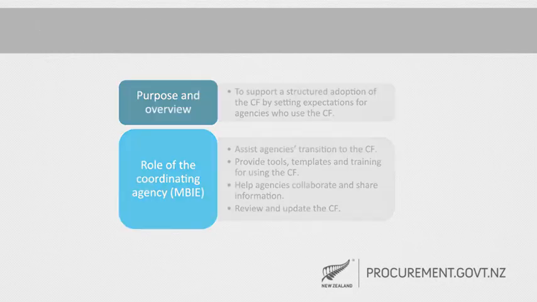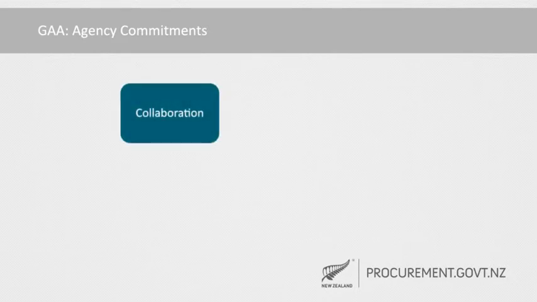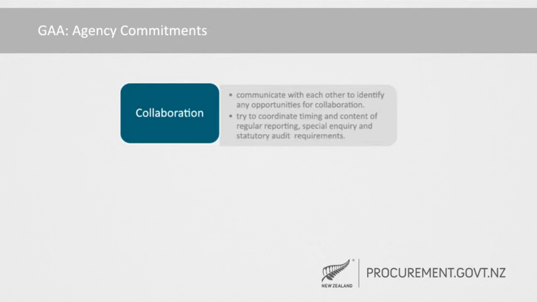The next section of the Government Agency Agreement, called Agency Commitments, is about how agencies will work with each other and with providers. The collaboration section requires agencies to communicate with each other about the services they need and identify opportunities for collaboration. In addition, agencies should work with providers to try to coordinate the timing and content of regular reporting, special inquiries, and statutory audit requirements to reduce the disruption and cost to providers wherever possible.